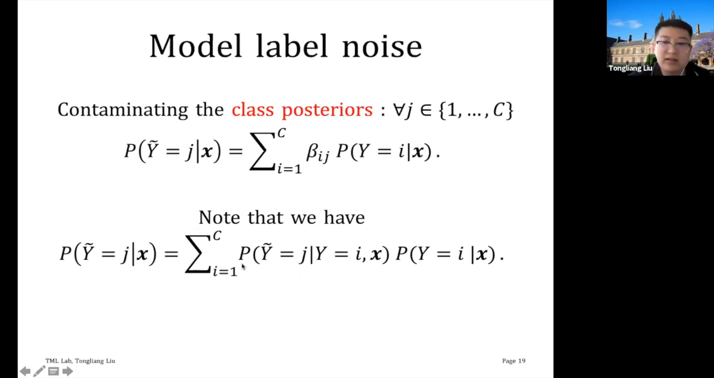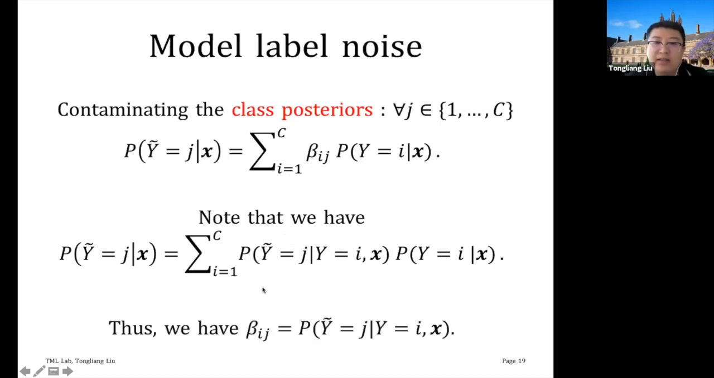Here, the second equation is obtained by using the law of total probability. The right-hand side can be obtained by introducing the latent clean variable y. By comparing those two equations, we can see that beta has a good interpretation. It equals this probability: given that an instance's clean label is i, what we observe is the noisy label j. So the clean label flipped to the noisy label j. Beta describes the relationship between the clean label and the noisy label. So beta is very useful.